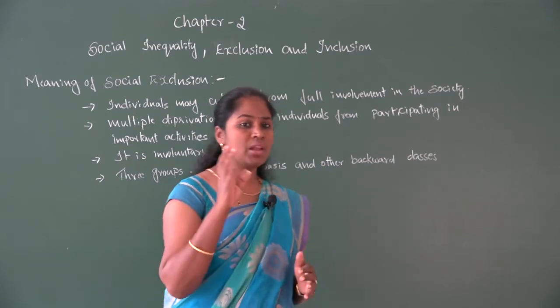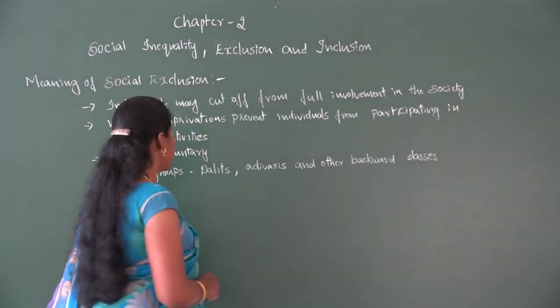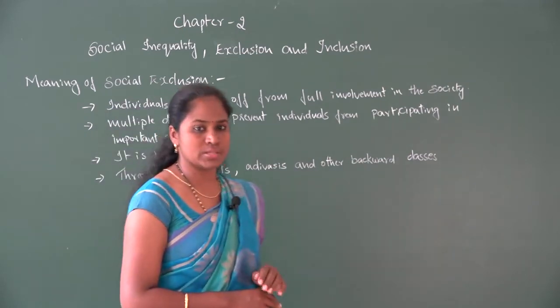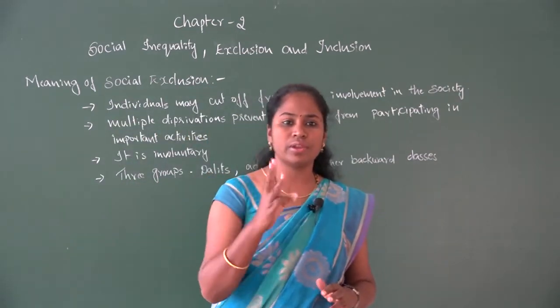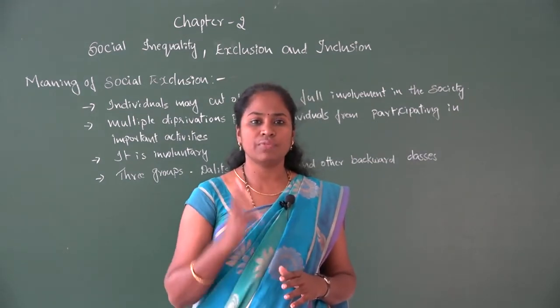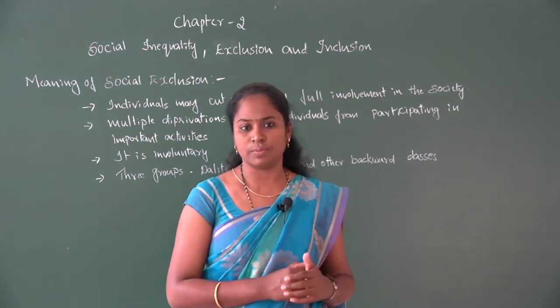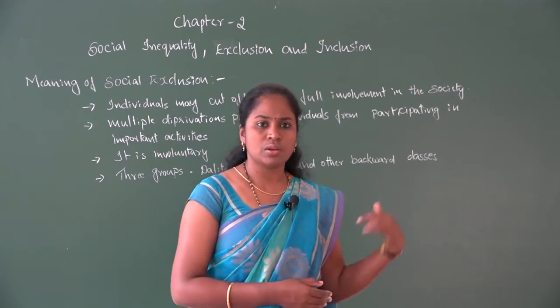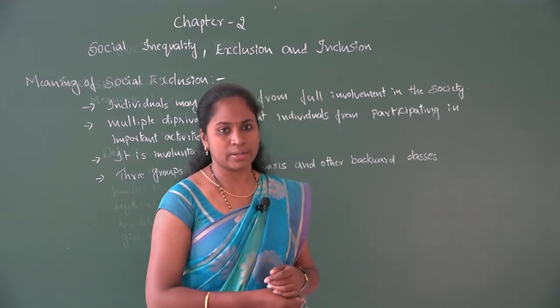And here mainly we have three groups: one is Dalits, then Adivasis, and the other backward classes. These are the three main groups which face problems in society. There are many different problems which they faced. So in this topic we are going to discuss that.